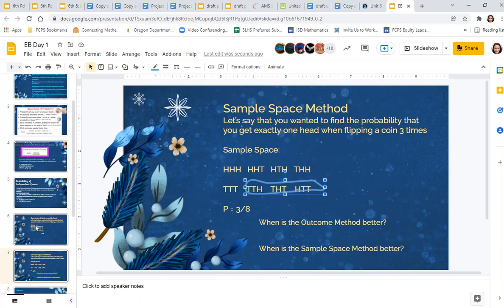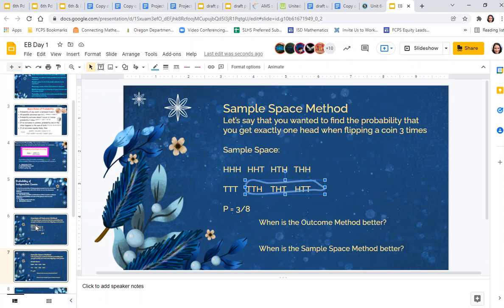For this problem, did you guys prefer the outcome method or the sample space method? Which one seemed more natural to you? Which one did you like? Sample space. The sample space one? Anybody else like the sample space one better? Brian did? Good. All right, and anybody like the outcome method better? Kyle and Gabe like that one?